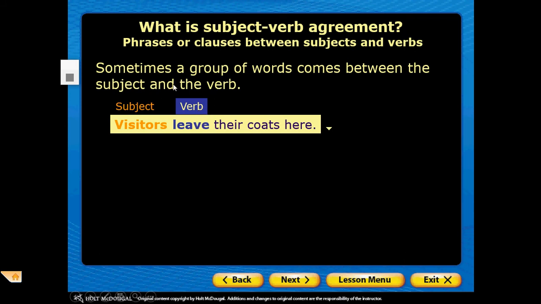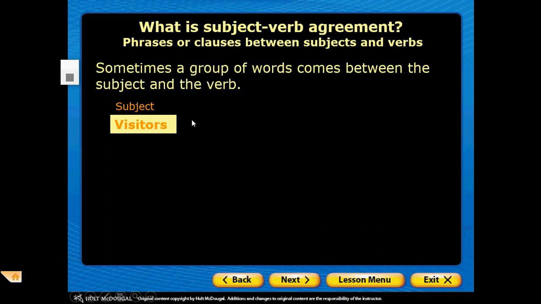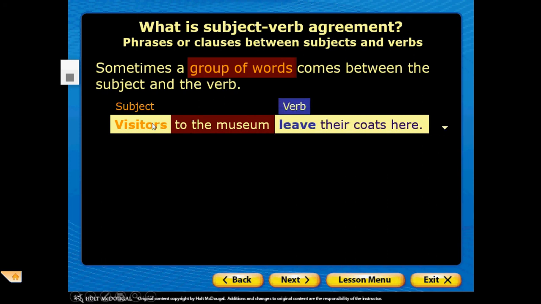Sometimes there are more words that come between these two words. So let's have a look. Visitors to the museum leave their coats here. So "to the museum" is a group of words. We still have the same subject and verb. However, we have placed a group of words in between the subject and verb.